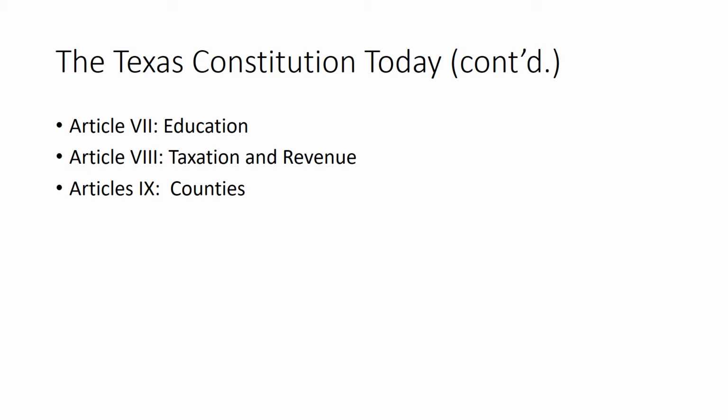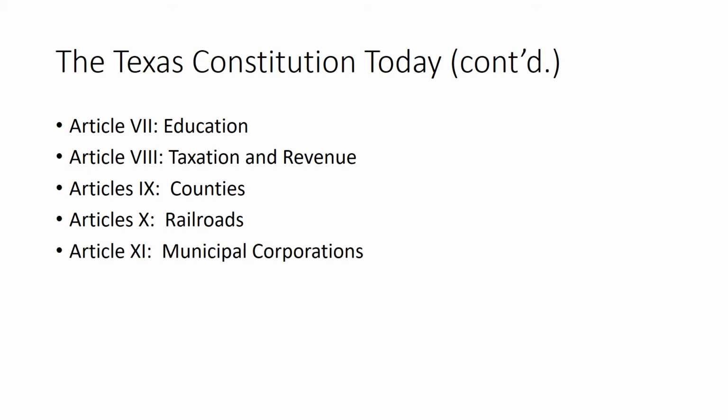Article 9 deals with the creation of counties, organization, and operation. Article 10 is the railroads, and basically this is the regulation on railroads. Now, like Article 9, Article 11 is the municipal corporations. Now, when it comes to municipal corporations, what we are talking about is the creation, organization, and operation of towns and cities. Municipal, of course, means local. This is your city government.